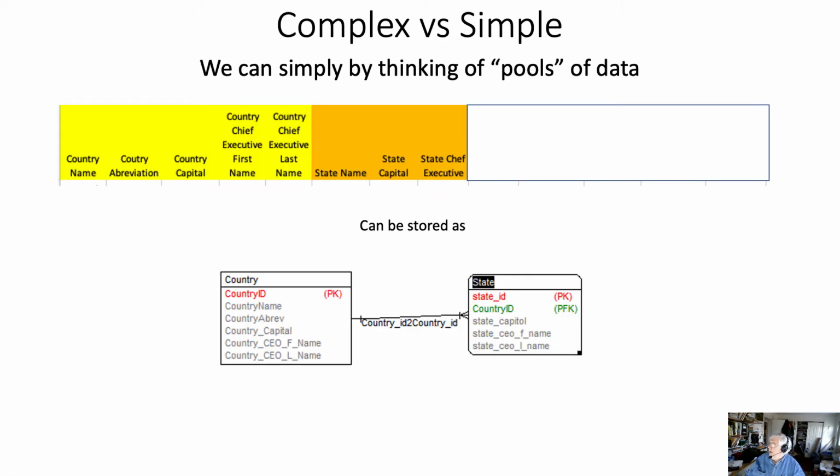And if we draw how they're related, we say that we can get from the country to the state based on a country ID. So we have a relationship of country ID to country ID. That means that no matter how many states you have for the United States of America, you only have to update the country CEO's first and last name in one place, and all the states will come across this relationship and pick up that value.